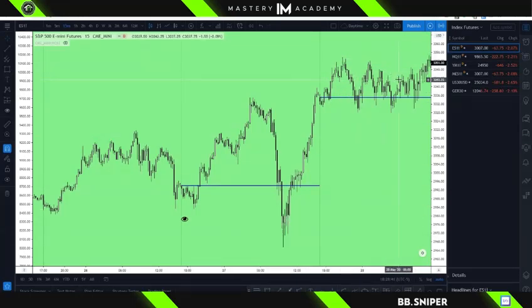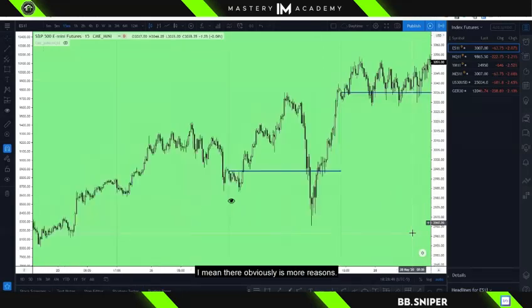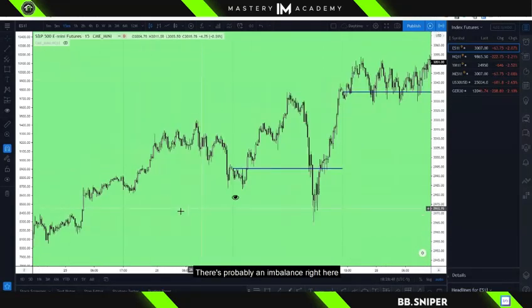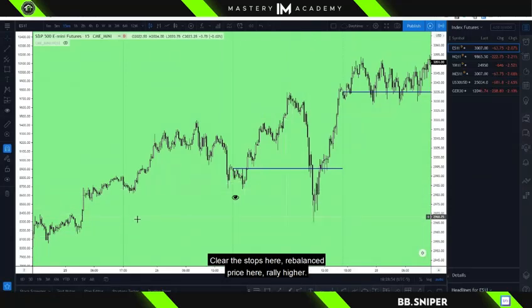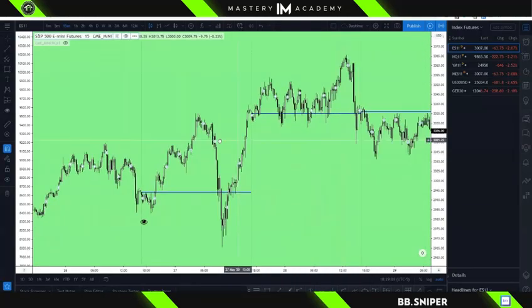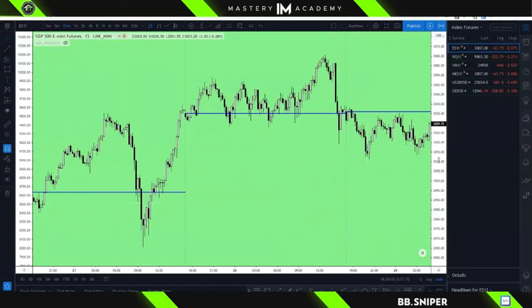Okay. And I don't really see any other reasoning. I mean, there obviously is more reasons. There's probably an imbalance right here that it came to fill in. So that's smart money efficiency, right? Clear the stops here, rebalance price here, rally it higher. Okay, so there's one example.